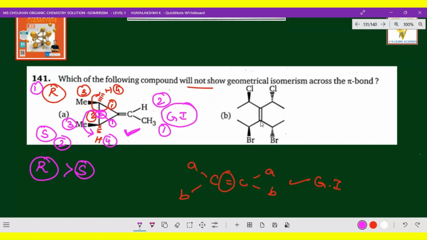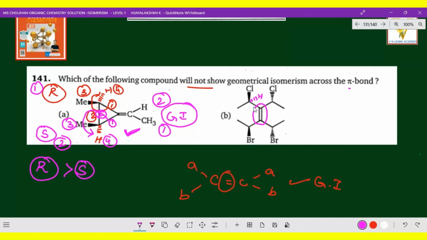Now option B. They are asking which will not show geometrical isomerism across the pi bond. This is wedge position chlorine, and on the opposite side, dash position chlorine. Here a double bond is available, and in the same way, wedge position bromine and dash position bromine. Now we can identify the RS configuration very easily. Wedge position chlorine means dash position hydrogen will be there, because it is CH2.